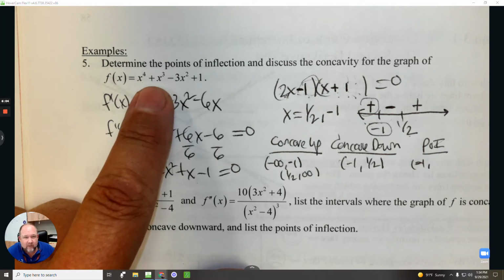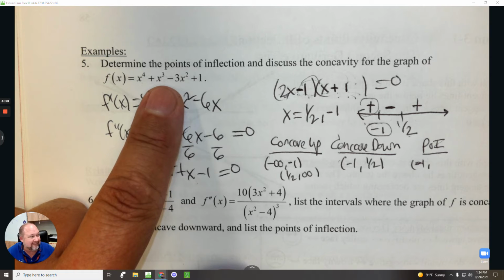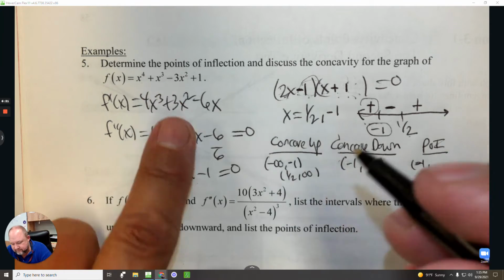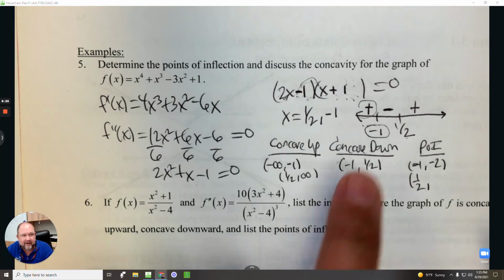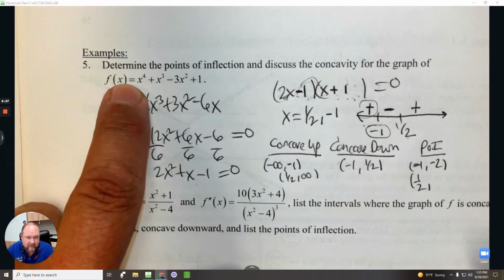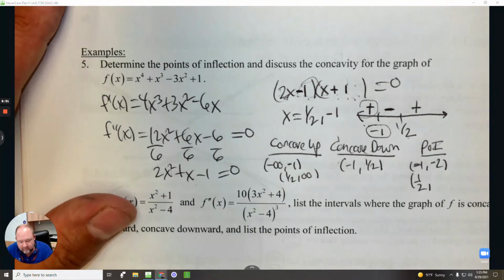I get 1, take away 1, negative 3 plus 1. Can you do that? I'm pulling up the answer key so I don't have to think through it as much. So the answer is negative 2. And the other point of inflection is at 1/2. Then you have to go back to the function, plug in a half for x, and you'd get the answer 7/16.